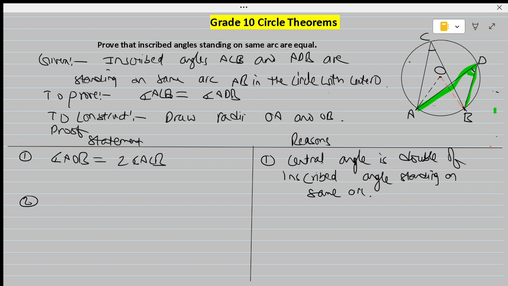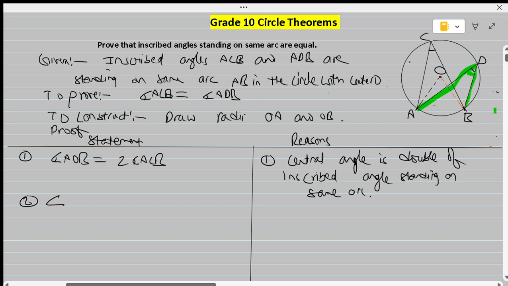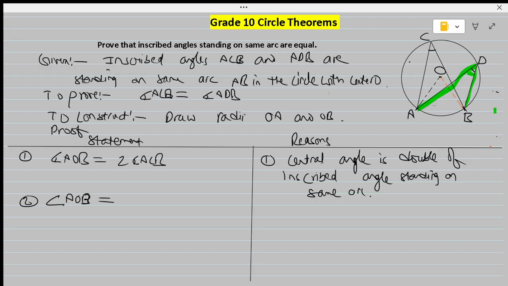So what you say here: angle AOB is the central angle, and angle ADB is the inscribed angle which is made on the same arc AB. So you can say angle AOB is twice angle ADB, and the reason will be the same: the central angle is double the inscribed angle on the same arc.